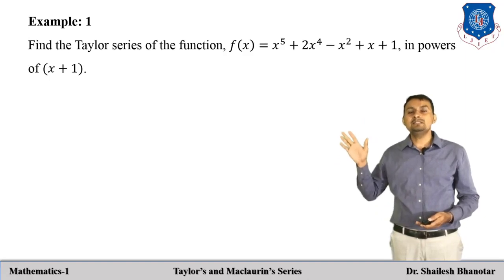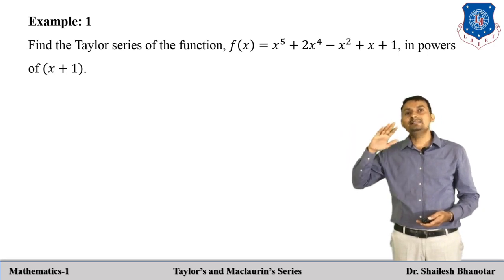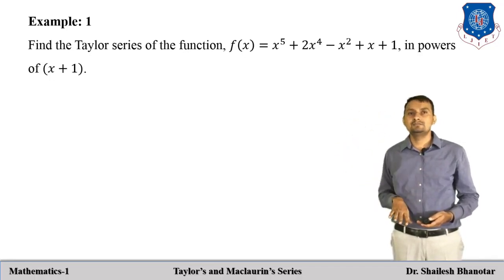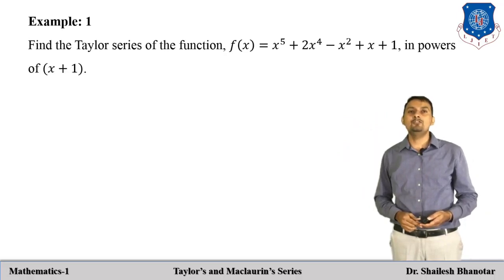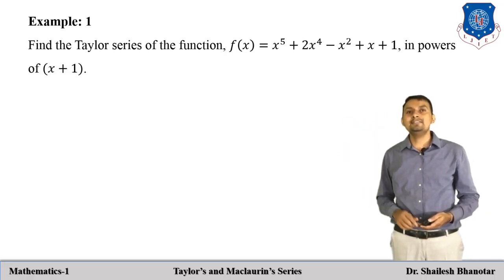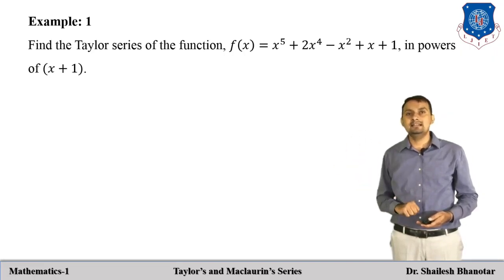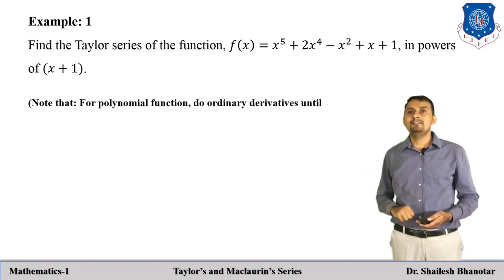Whenever the given function has a finite degree, we consider derivatives up to one degree higher. That means the degree is five, so the sixth derivative will be 0. Suppose the function f of x is equal to x square. Then the first derivative is 2x, the second derivative is only 2, and the third derivative is 0. So the degree is 2 and the third derivative is 0. Whenever the function is a polynomial, we take ordinary derivatives until we get the answer 0.